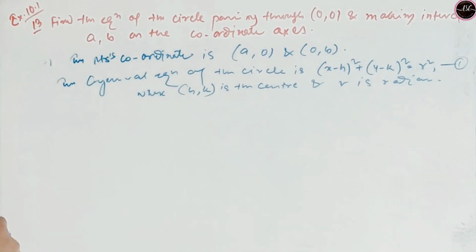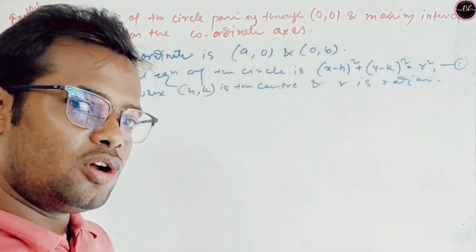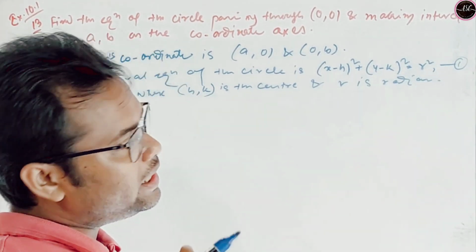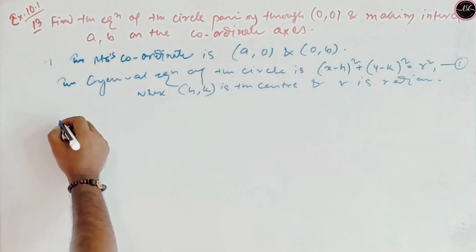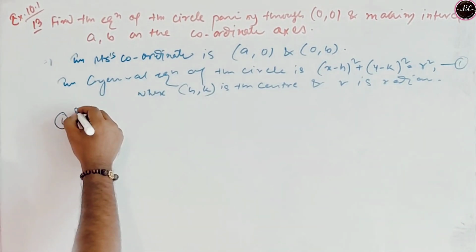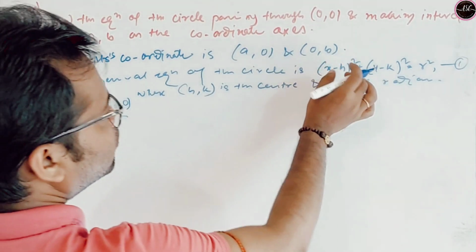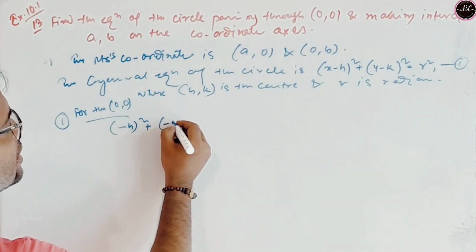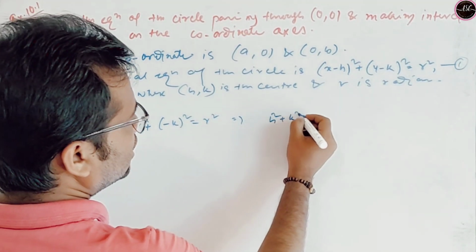Now the circle is passing through these 2 points and also 0, 0. So for all of these points, equation number 1 is satisfied. So for the point 0, 0, we just put 0 and 0 here. So we have minus h square plus minus k square equal to r square, or h square plus k square equal to r square.